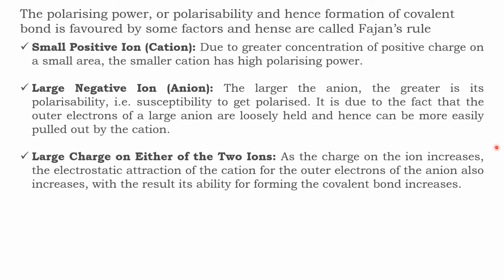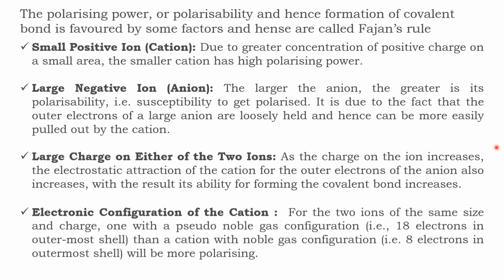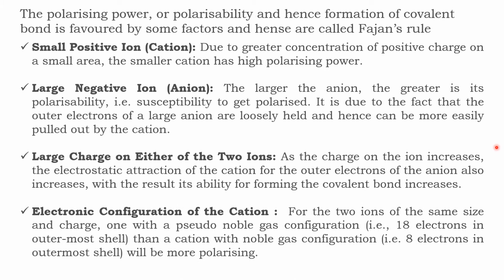So we discussed the size. Now we discussed the charge on the ions, cations or anions. The next concept is regarding the electronic configuration. I have two ions. They have the same size, same charge. But the difference between these two ions is that one is having a pseudo noble gas configuration, that means 18 electrons in the outermost shell, while the other is having a noble gas configuration, that is 8 electrons in the outermost shell.